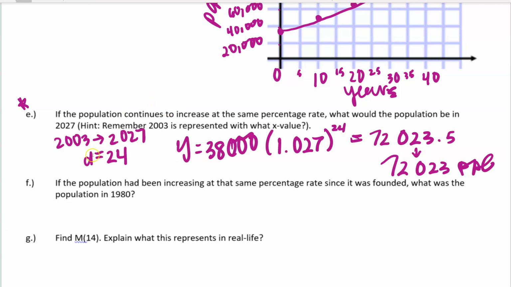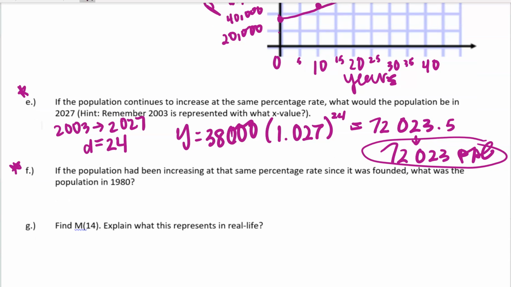All right, so for E, you're going from 2003, when the population was first recorded, to 2027, which is 24 years. When you plug it in, you get 72,023.5 people. You can't have 0.5 of a person, so your answer here is going to be 72,023.